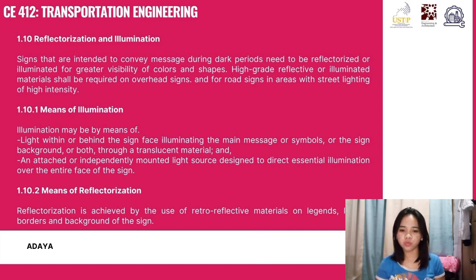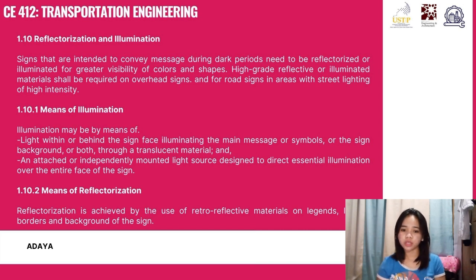And then in 1.10.1, means of illumination. Illumination may be by means of light within or behind the sign face illuminating the main message or symbols, or the sign background, or both, through translucent materials. So by putting light inside or behind the sign, the message or background glows through a see-through surface. And then the next one is an attached or independently mounted light source designed to direct essential illumination over the entire face of the sign. It means using a separate light, like a spotlight, aimed at the sign to light up the whole front clearly.